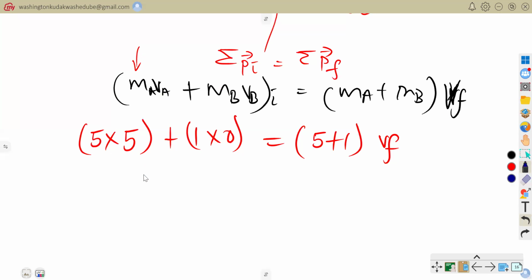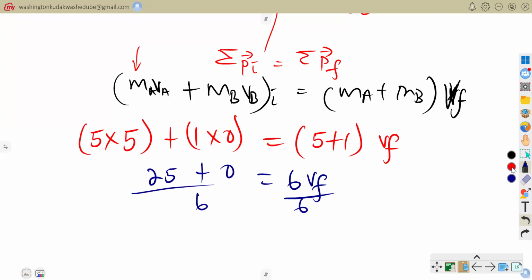Now, 5 times 5, that's 25, plus anything multiplied by 0 is 0, equal to 5 plus 1, that's 6, times VF. I divide by 6 on both sides, and these ones will cancel out. I'll be left with the final velocity of both objects, which will be 25 over 6 meters per second. So you can see that it is positive. So this object will continue moving towards the right.